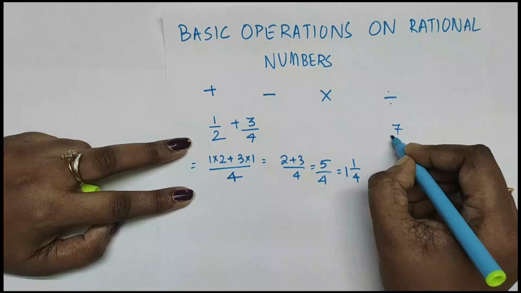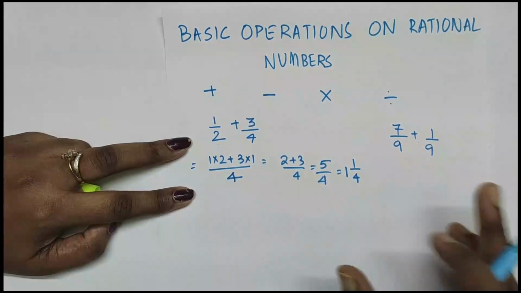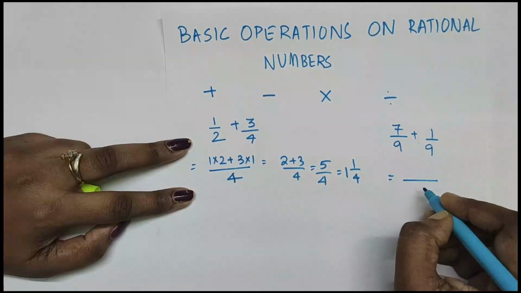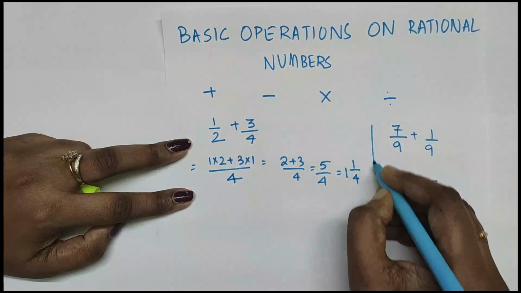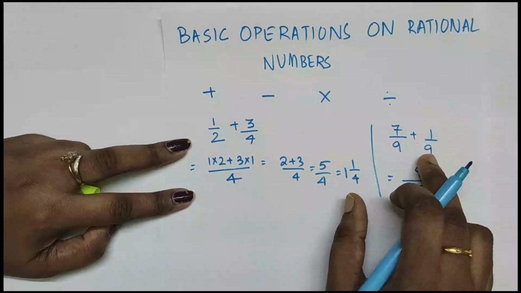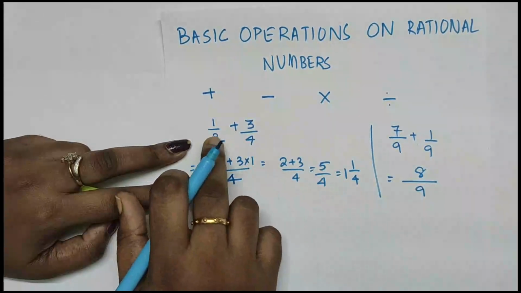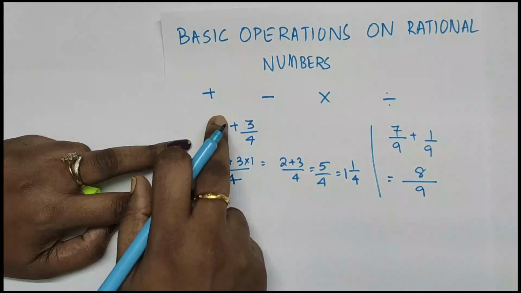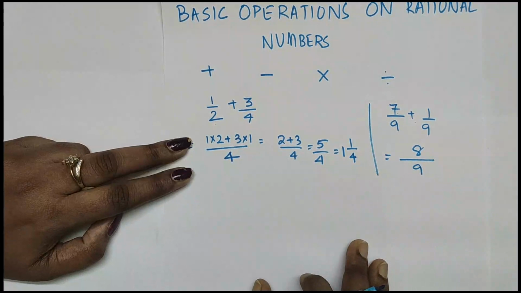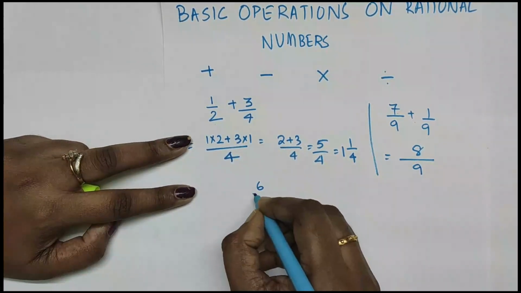This is a simple way of solving addition of rational numbers. If you have rational numbers with the same denominator, then you don't have to do anything. You just add the numerators and write the common denominator. So it will be 7 plus 1, 8 by 9. No need of calculating the LCM when the denominators are the same. But when they are different, you take out the LCM and solve it like normal fractional numbers.